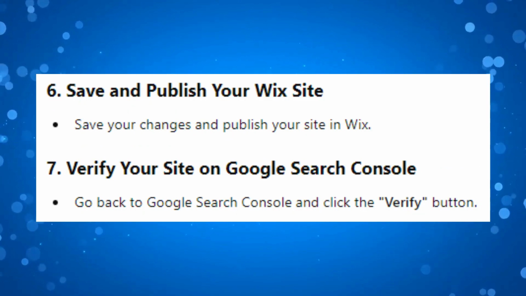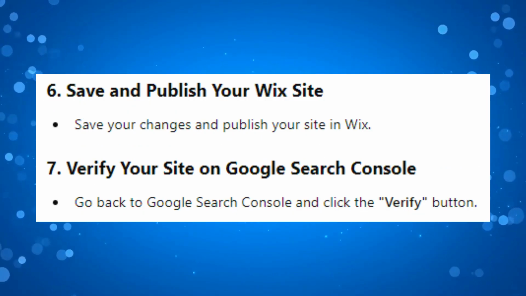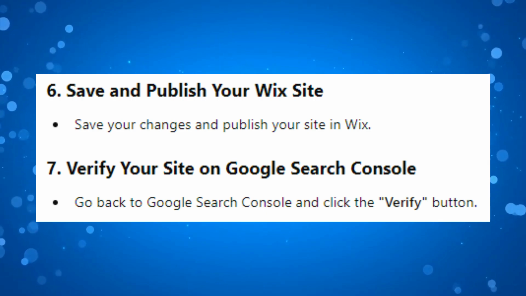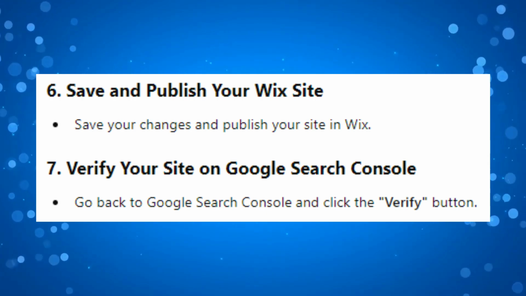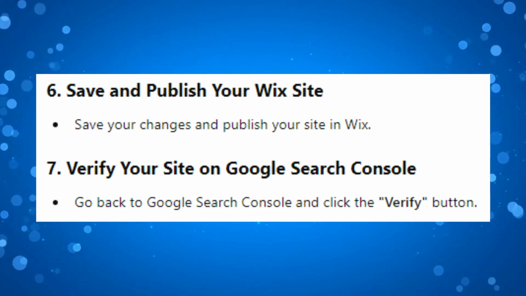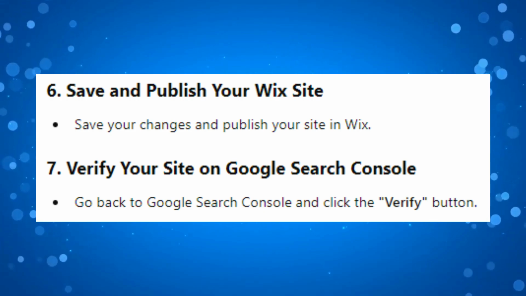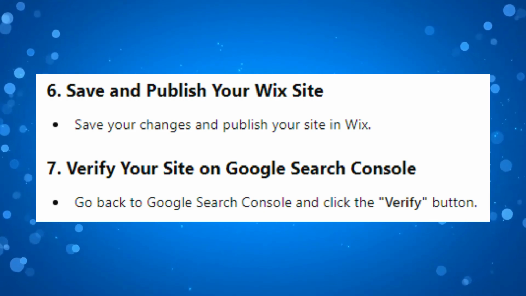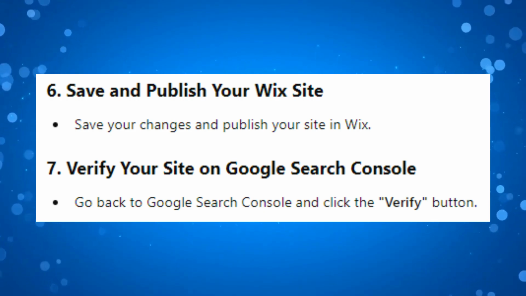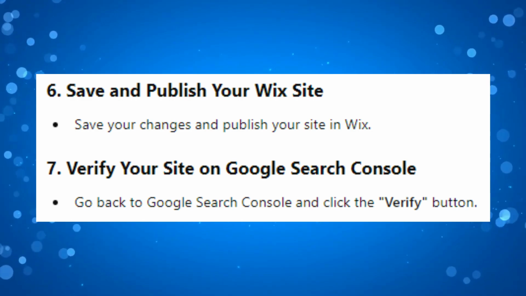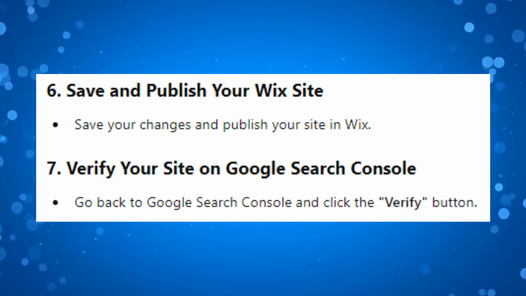Once that's done, simply save your changes and publish your site in Wix. Then go back to the Google Search Console and click the Verify button. Your Wix website should now be connected to Google Search Console, allowing you to monitor your site's performance and of course optimize its SEO. So that is how to connect a Wix website to Google Search Console.